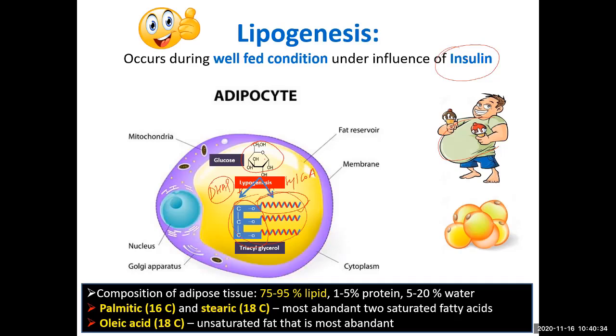You will study that palmitic acid is the major component of this, and stearic acid is the second major. And oleic acid is the major component of unsaturated fatty acid.